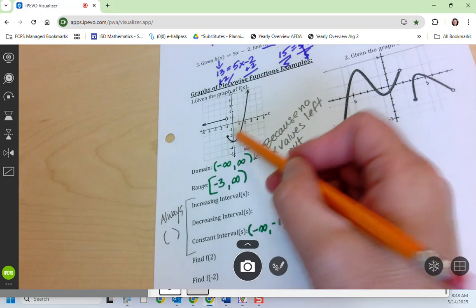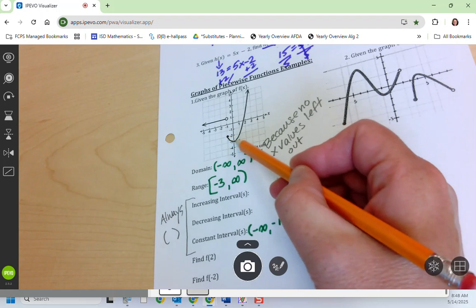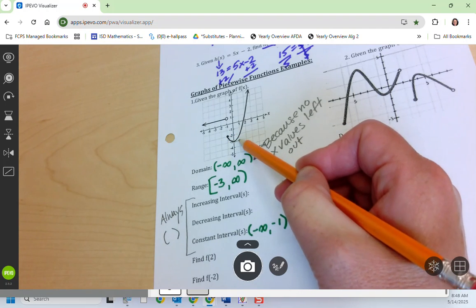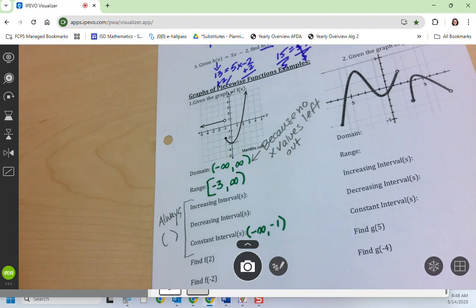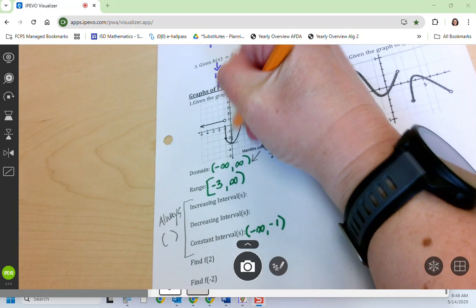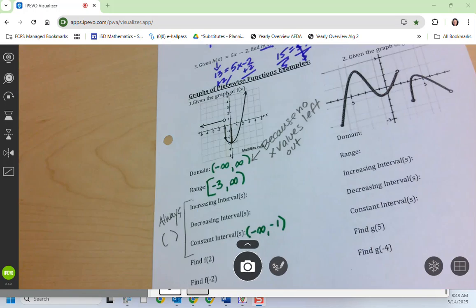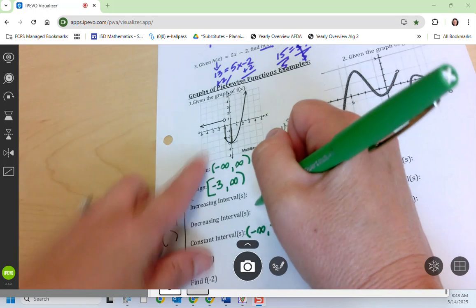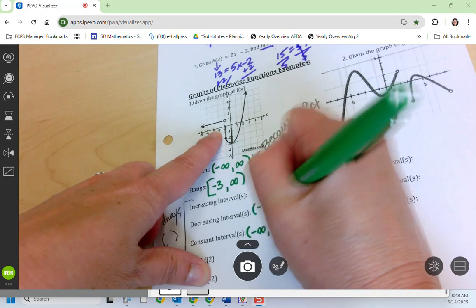Okay, the next piece is right here. This little piece here, is this increasing or decreasing? It's increasing, yeah. All right, I mean, it's decreasing, right? Decreasing. Okay, so it starts decreasing right here, and it stops decreasing right here. So it's decreasing from -1 to 0.